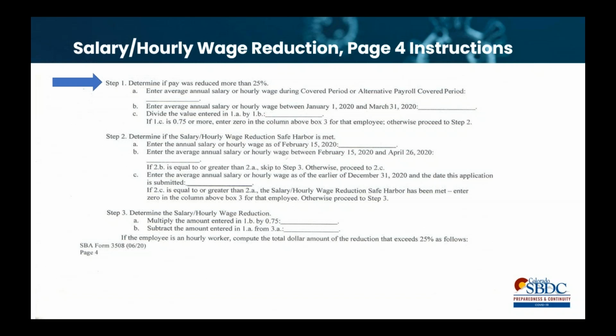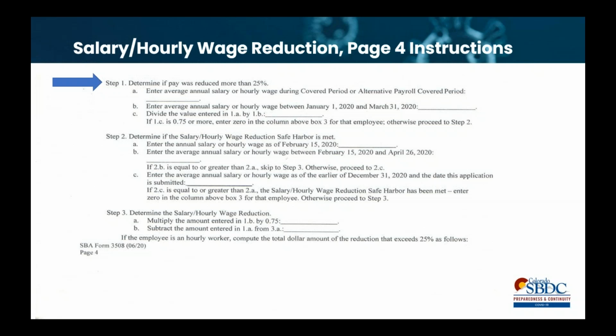In step 1, we first determine if pay was reduced by more than 25%. We enter the average annual salary or hourly wage during the covered period. For an hourly employee making $20 per hour, we would enter $20. But remember, for salaried employees, it is the effective annual salary that is important.